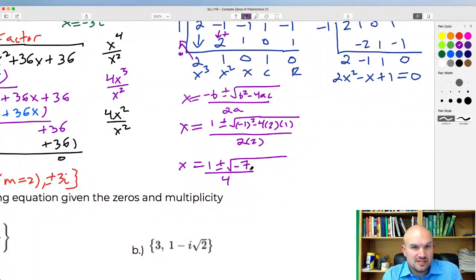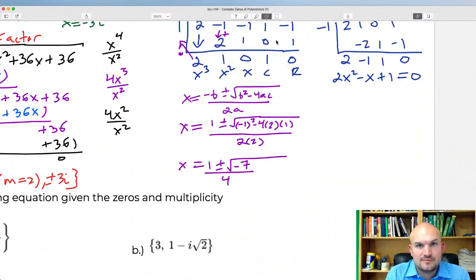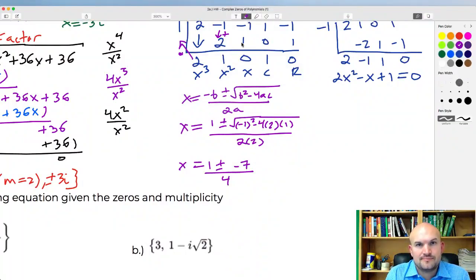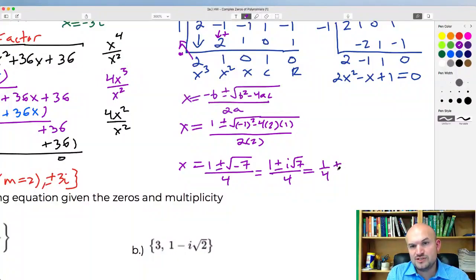Okay, now obviously there's nothing really we can do with this 7. So there's nothing really we can simplify here, but we can rewrite this with an imaginary unit. So therefore I can rewrite this as 1 plus or minus i square root of 7 over 4. And another way that you might see this is with this 4 distributed, written as 1/4 plus or minus 1/4 i square root of 7. So these are all equivalent forms, okay?